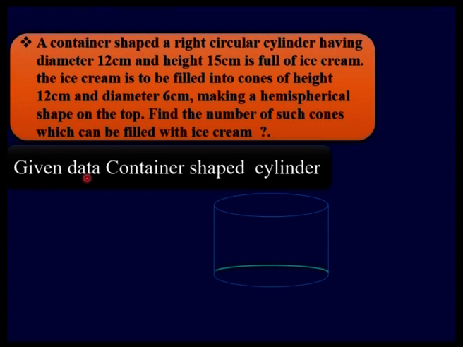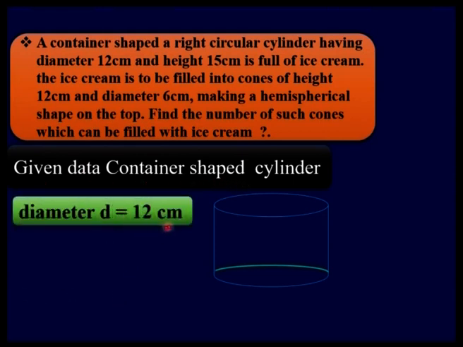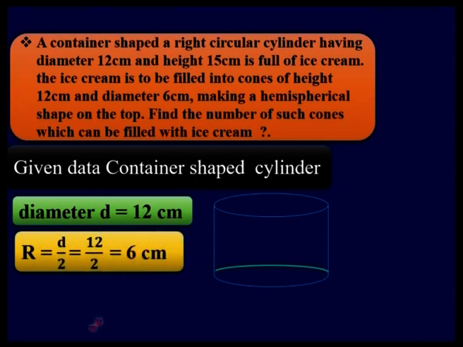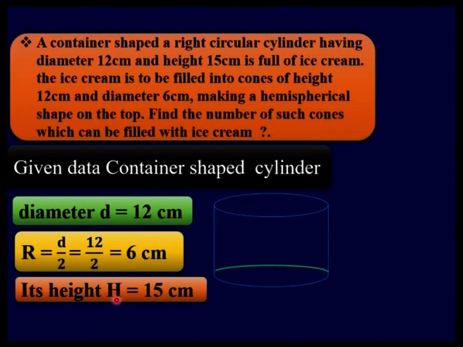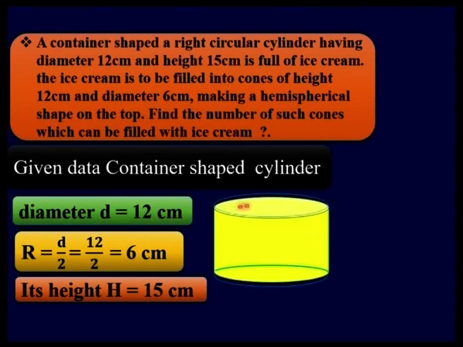So, children, see the given data. For the container shaped like a cylinder, the diameter is given as 12 centimeter, which means its radius, half of the diameter, is 6 centimeter. The height is given as 15 centimeter. So this is a container shaped like a cylinder, with height 15 centimeter and radius 6 centimeter, and it is full of ice cream. We have to empty this cylinder by filling the ice cream into cones.